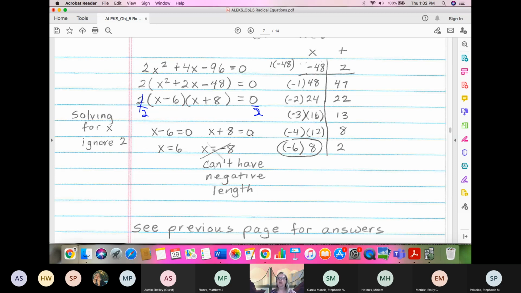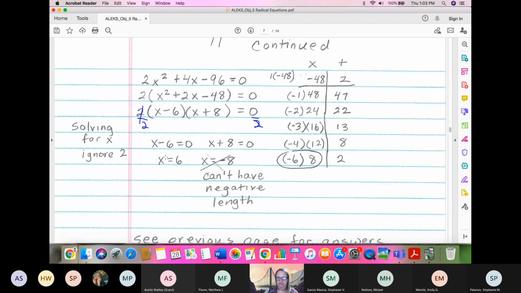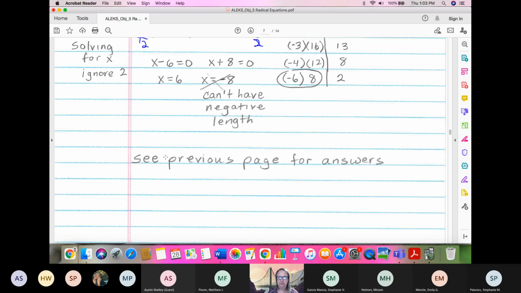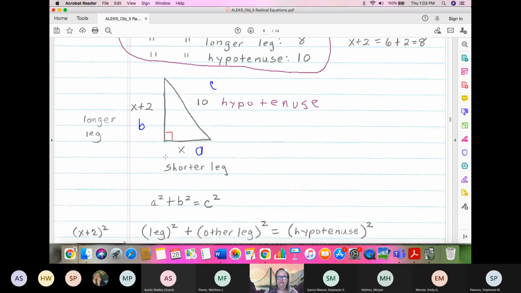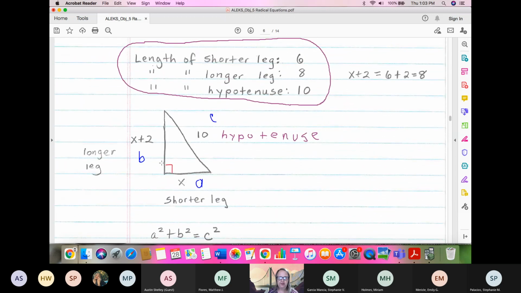We're talking about the lengths of sides of a triangle. They cannot be negative, so I crossed this one out. So x is equal to 6. So if we go back up, we found that x is equal to 6. X is the shorter leg that's up here. That turns out to be 6.